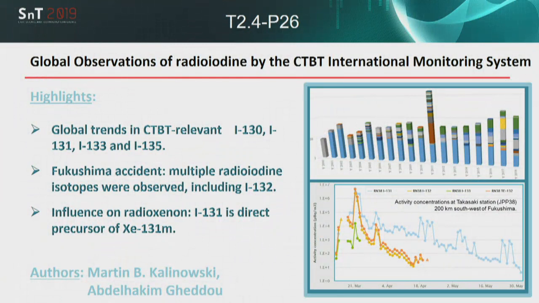Radioiodine, and specifically iodine-131, is not one of the most interesting radioisotopes for nuclear explosion monitoring if we see it alone. Actually, it's seen in 1 per mil of all samples. In 200,000 samples, we saw it almost 3,000 times already.